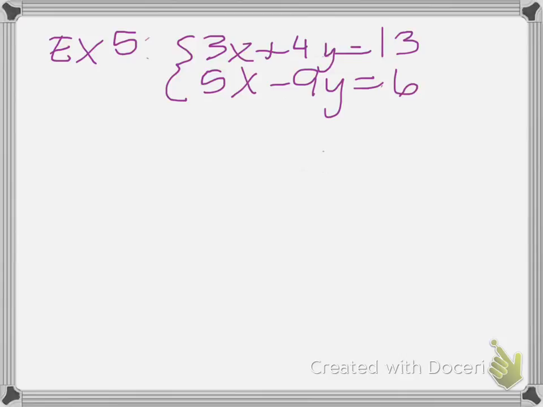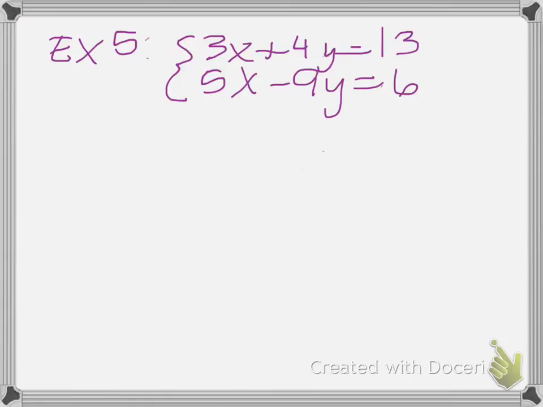So now what we're going to look for is, do we have opposites somewhere? And on the y's, we have a positive 4y and a negative 9y. So that's going to be easier to change so that we don't have to mess with changing any negatives. They already are the right signs. We just need to change it to where it's a number that's the same. So this is what you're going to think about: that least common multiple.